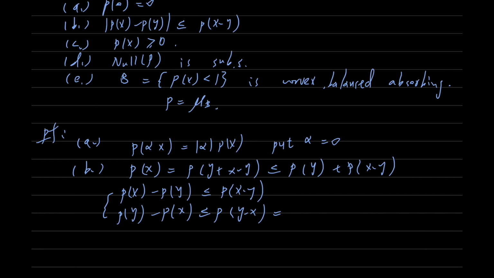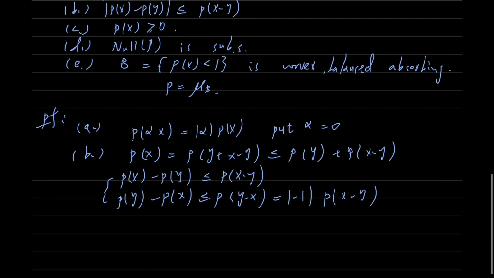Then by the scalar rule, we can move a minus 1 outside, which is just 1. So the right hand side is the same. So we can combine these together and get the result of B.